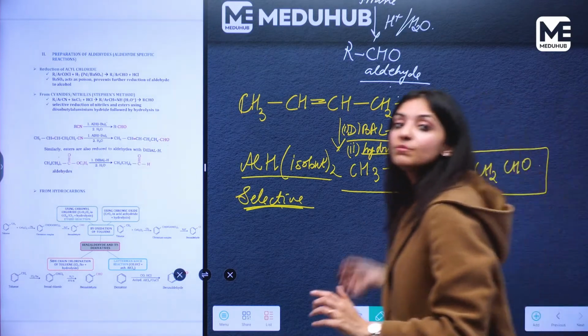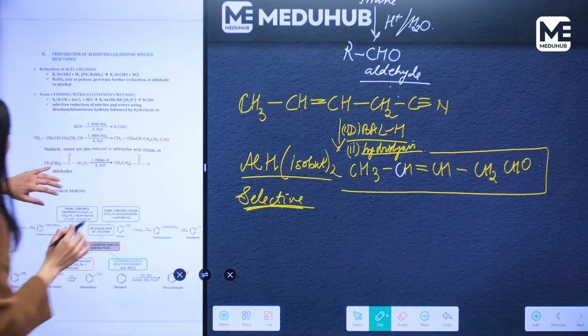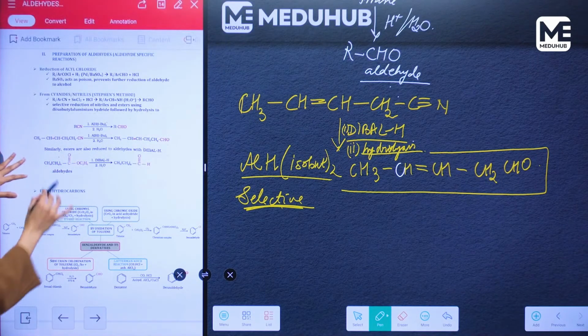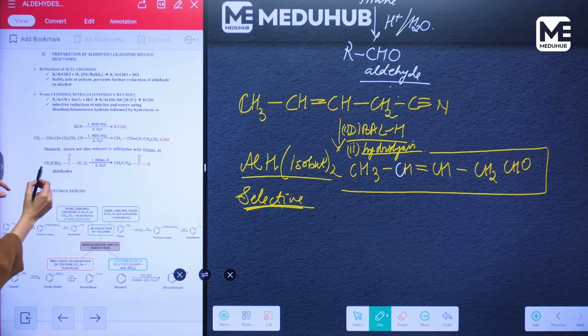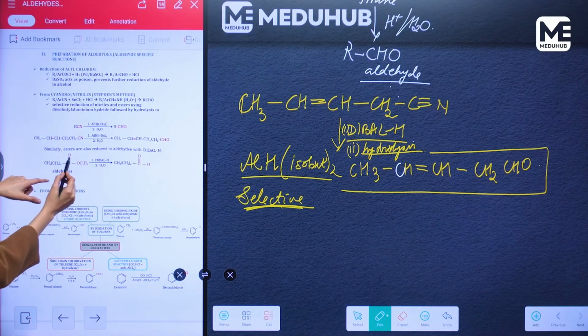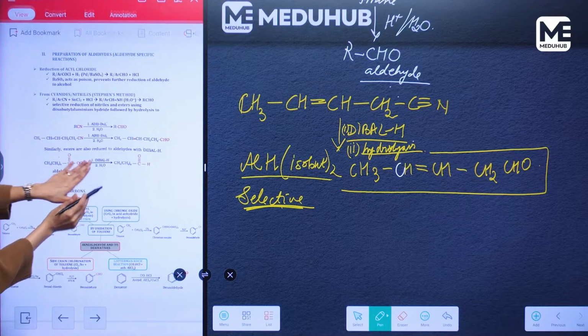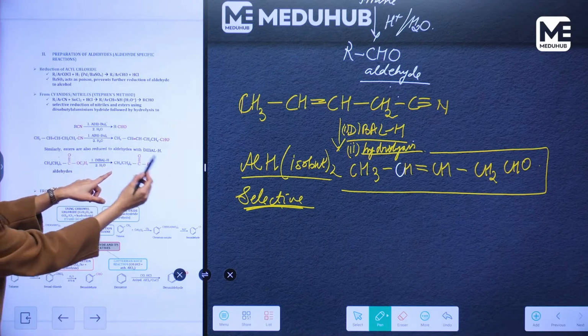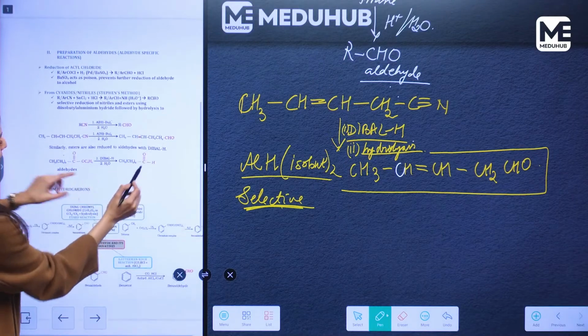DIBAL-H can also be used to reduce esters to aldehydes here. So we have an ester here, C double bond O, OC2H5 this side. Using DIBAL-H followed by hydrolysis, you will get this aldehyde here.